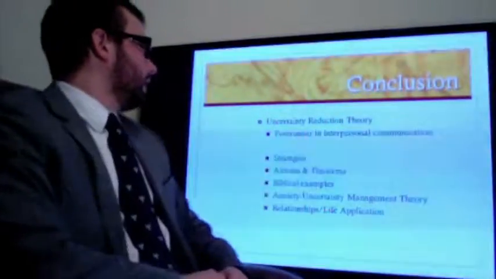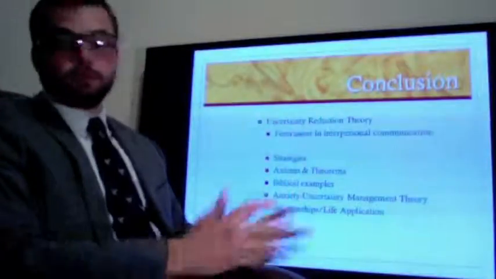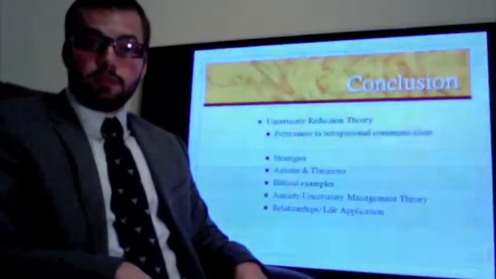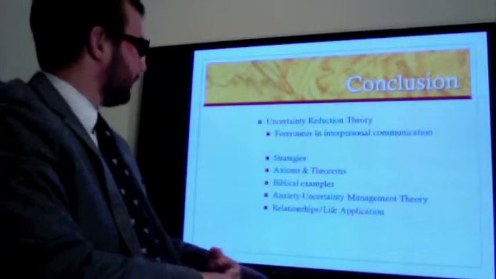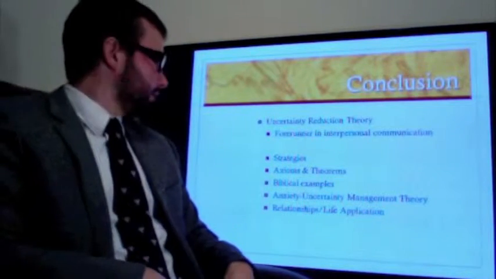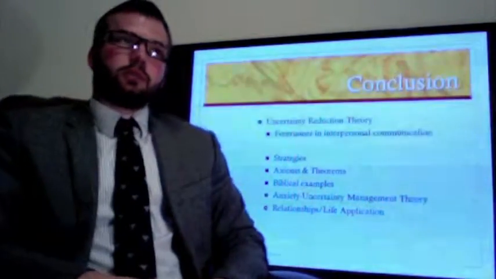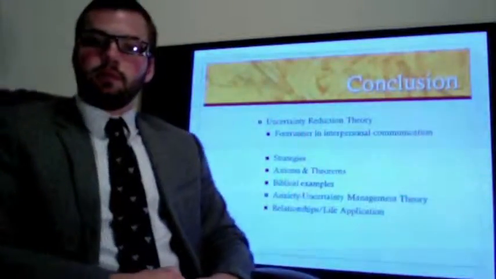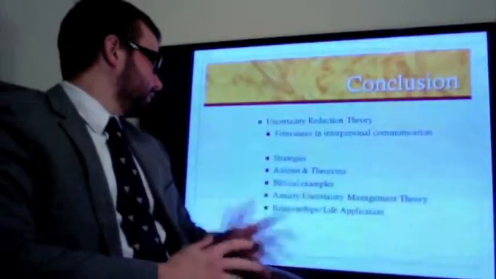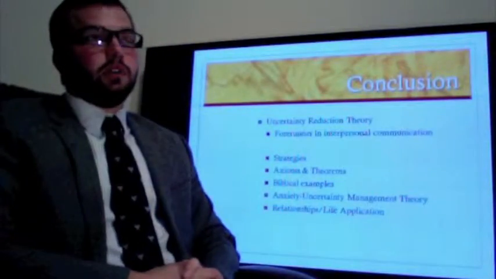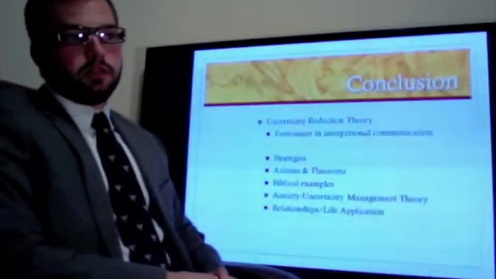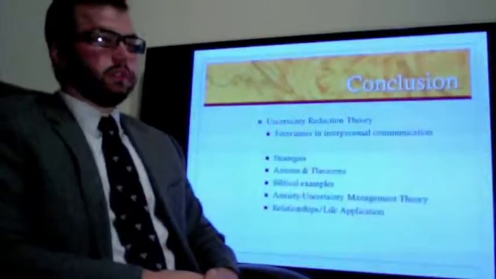In conclusion, uncertainty reduction theory is at the forefront of interpersonal communication. Mention the three strategies: passive, active, and interactive, and the axioms, which hold the theory together. I think the biblical examples, and I'm sure you yourself could think of many more, and just everyday life, really getting into it, and how AUM, or anxiety uncertainty management theory, adds to it. I think that was a great addition with Gudykunst's work.